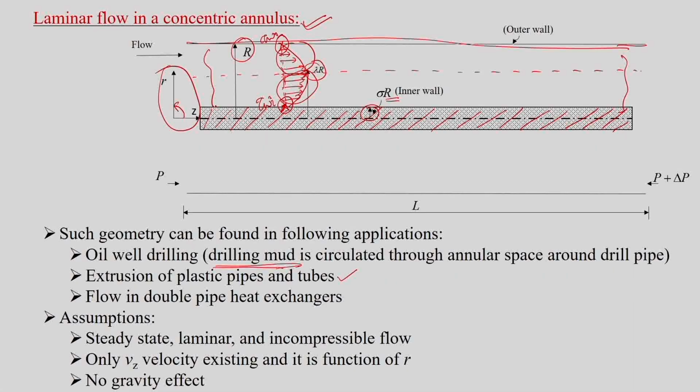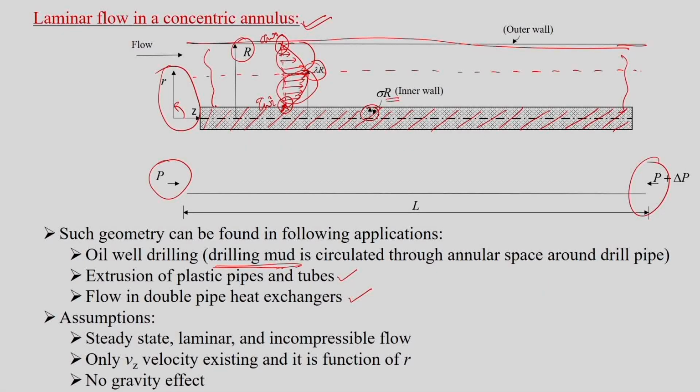This geometry we can find in other applications like extrusion of plastic pipes and tubes. Then also we see such geometries in some kind of double pipe heat exchangers, etc. So, the length of the pipe, the concentric annulus, is L. At one end the pressure is P, at the other end let us say P plus delta P. So, the flow is taking place because of this pressure gradient, minus delta P by L.